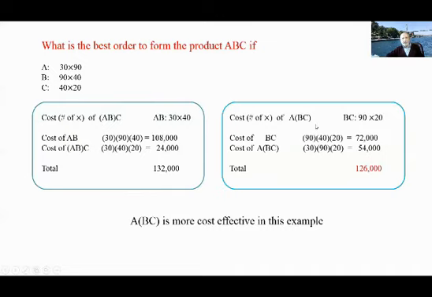If you do it this way, you multiply BC first, and then you multiply by A. BC is 90 by 20. So cost of BC is 90 by 40 by 20, 72,000. Now BC is done, you are multiplying it by A. So 30 by 90 by 20 is 54,000 operations. Total here is 126,000. So this is cheaper than this. So A(BC) is more cost effective in this example.